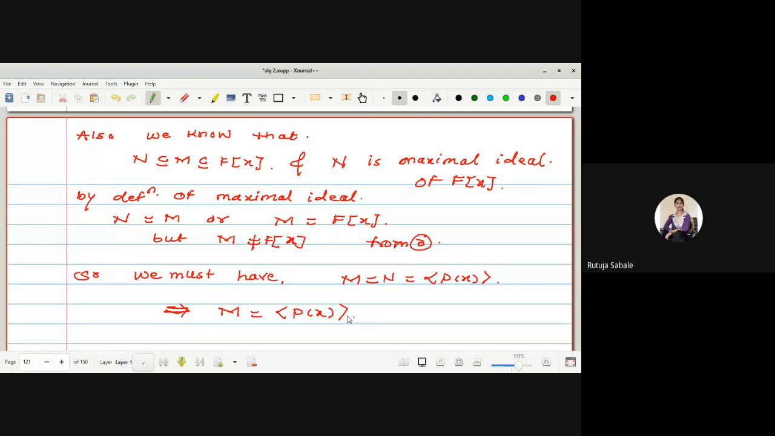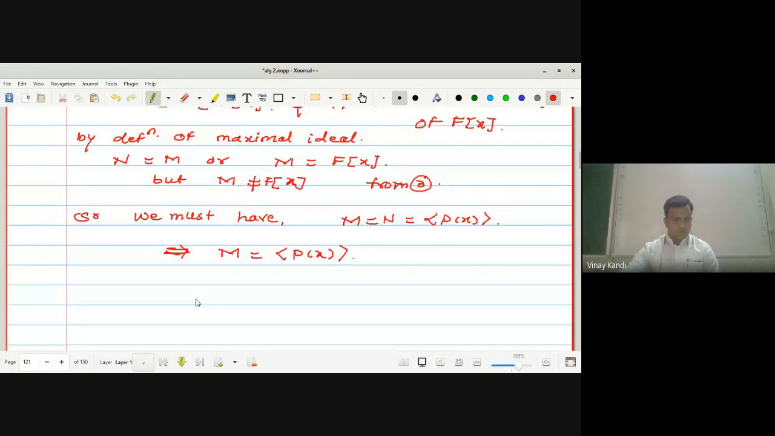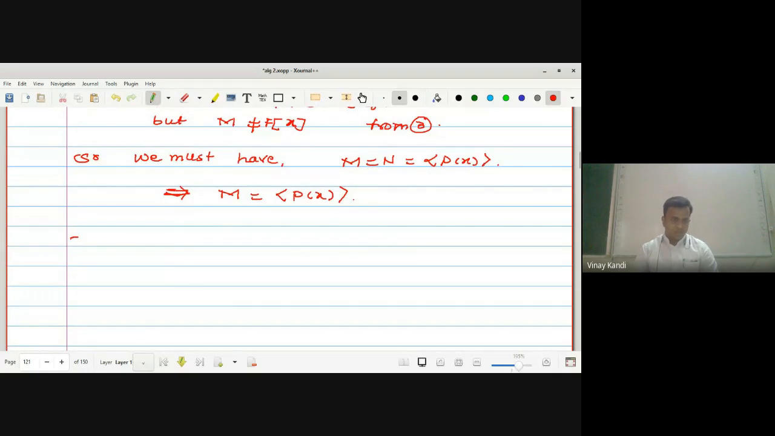No, sir. Okay, now in step number 3, to prove that P of x is the minimal polynomial. This is irreducible, therefore this is a maximal ideal. In step number 3, we have to prove that this P of x is the minimal polynomial. Now this is the main theorem, the minimal polynomial.